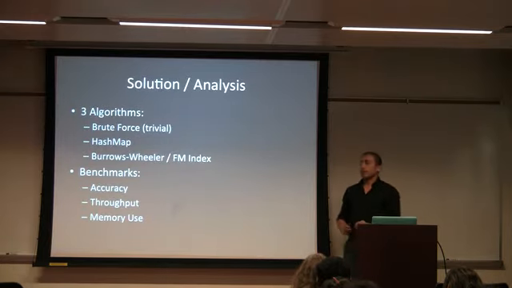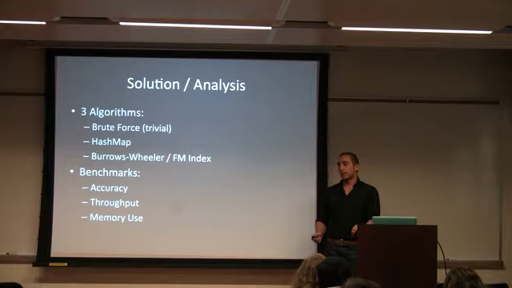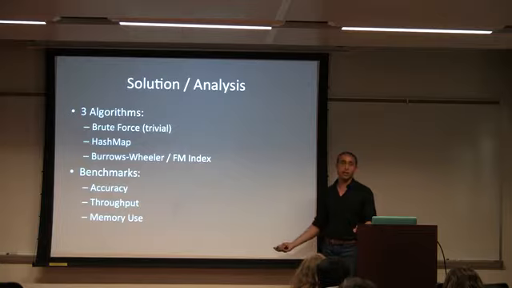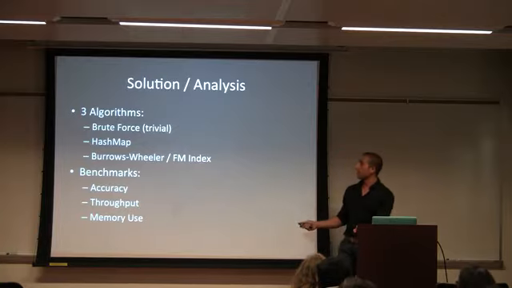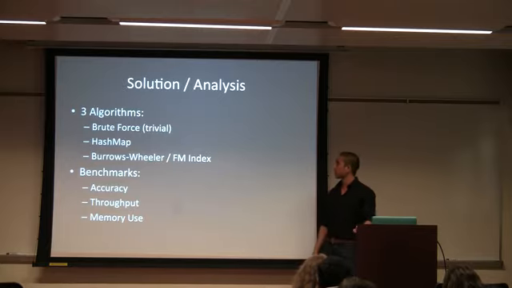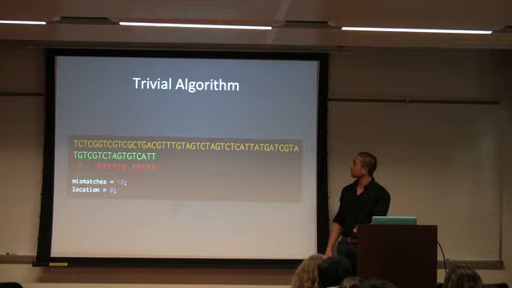My solution, or my analysis, was to look at 3 different ways in which we can do this. The first was the brute force trivial method, the sliding method that everyone else has been looking at. The next was the hash map that was covered briefly in the previous topic, as well as the Burrows-Wheeler index, which we've seen a couple of times. My benchmarks were accuracy, throughput, and memory use.